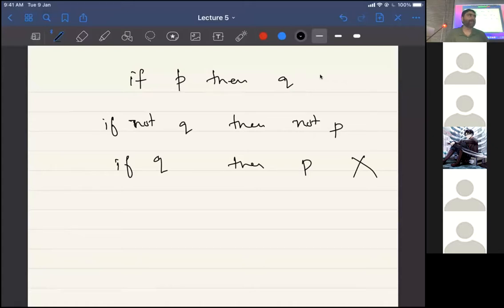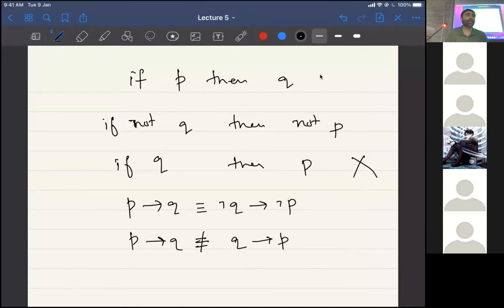Okay? Is this thing clear? This is very simple logic. P implies Q is logically equivalent to not Q implies not P. P implies Q is not logically equivalent to Q implies P. These are two different things. We can only do that if the statement contains if and only if. If it just contains if, we can do this, but not this.